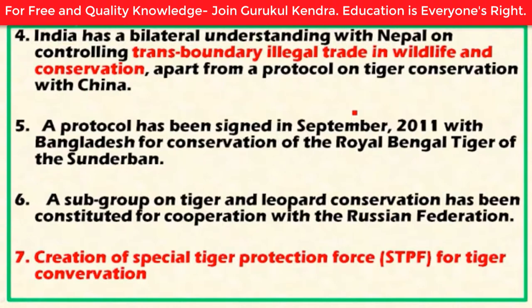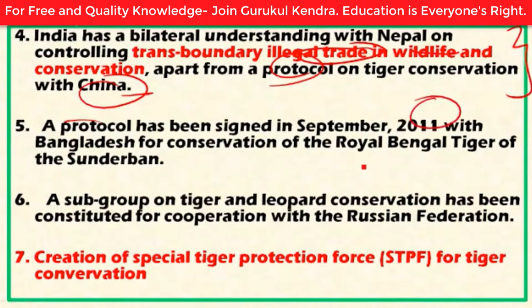India has a bilateral understanding with the Nepal government on controlling transboundary illegal trade in wildlife and conservation, apart from a protocol on tiger conservation with China. So this will help internationally in protecting the tigers. A protocol was also signed with the Bangladesh government in September 2011 for the conservation of the Royal Bengal Tiger of the Sundarban, so that we share the Sundarban area with Bangladesh. And we have an agreement with the Russian Federation. A subgroup on tiger and leopard conservation has been constituted for cooperation with the Russian Federation.